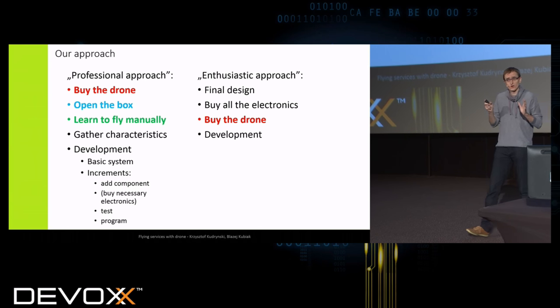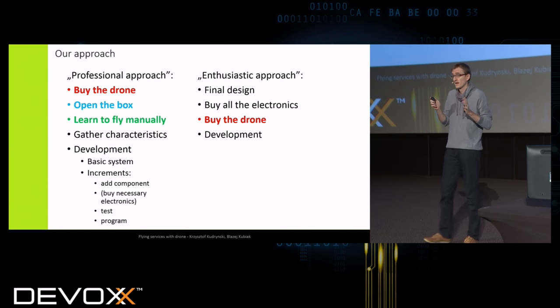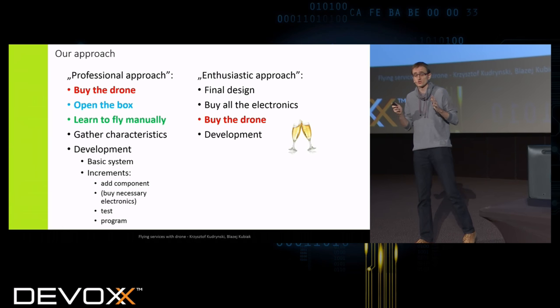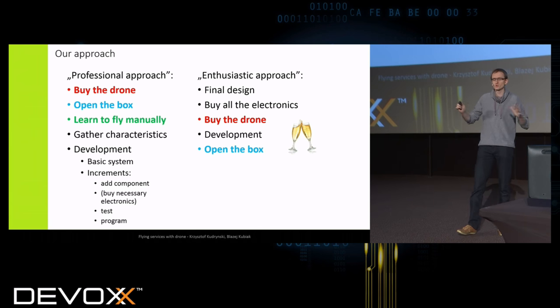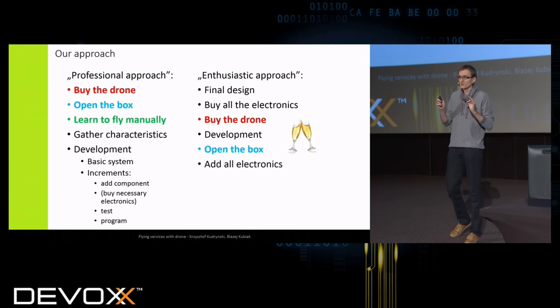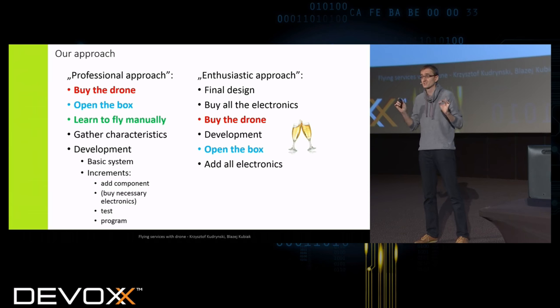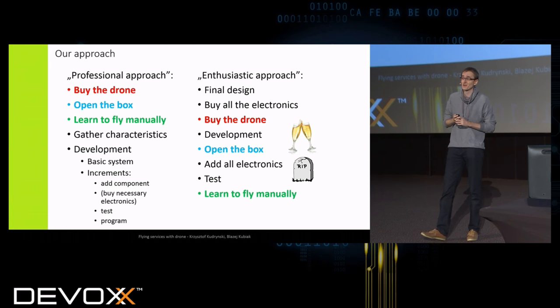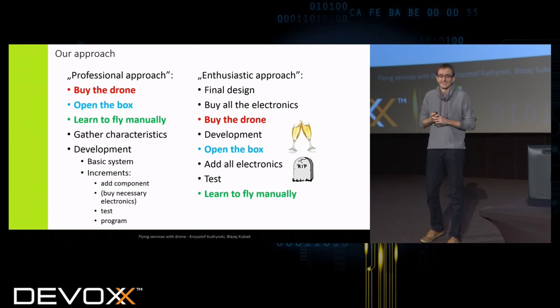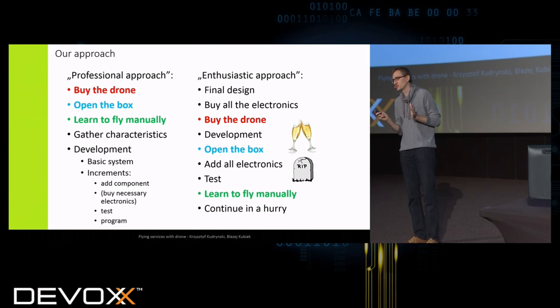We quickly rushed with the development, and it was going really great. After celebrating the first successful versions of our code, we finally decided to open the box. The drone was inside, so we put all the electronics there, and we gloriously went for our first test in the field, which turned out to be the last test of our first drone. With the next drone, we decided to learn to fly manually. And then we continued with an almost professional approach.